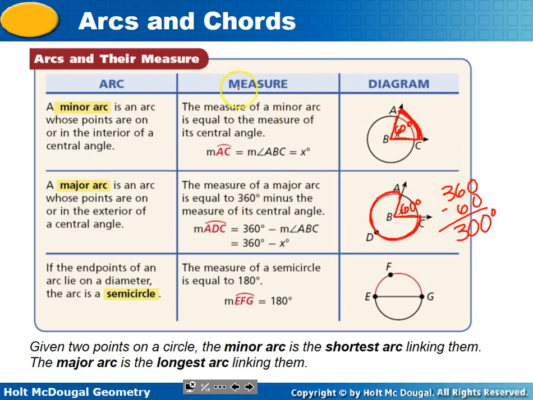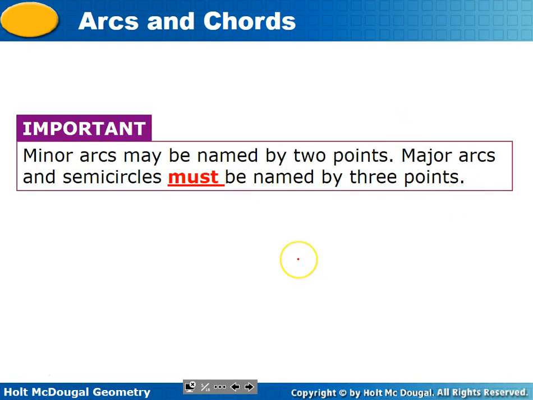Linking them, and the major arc is the longest arc linking them. All right, so remember this, that minor arcs are named with 2 points. Major arcs and semicircles have to be named with 3 points.